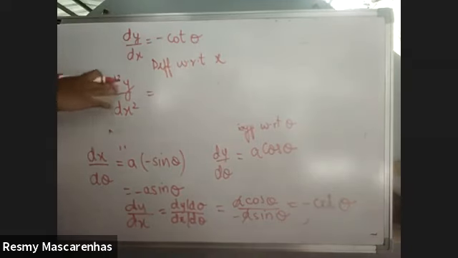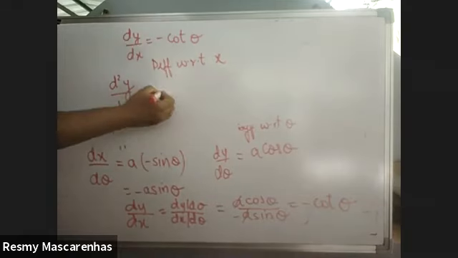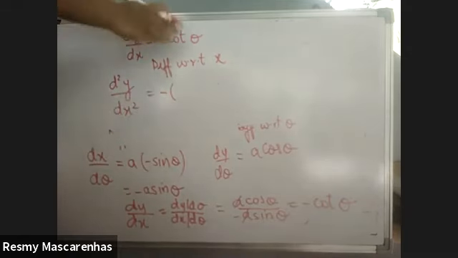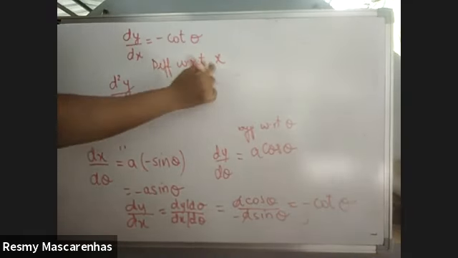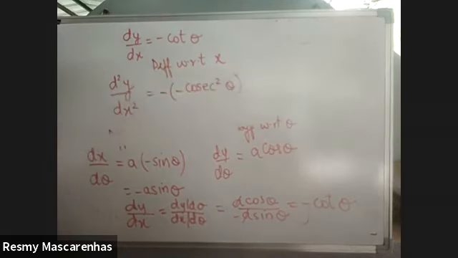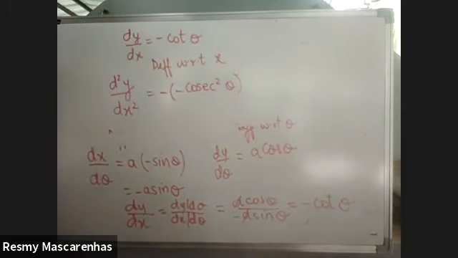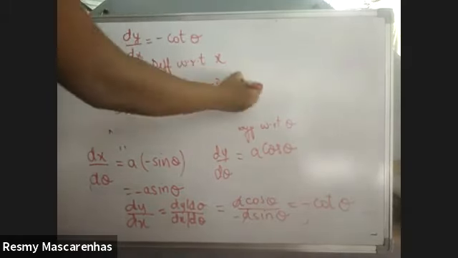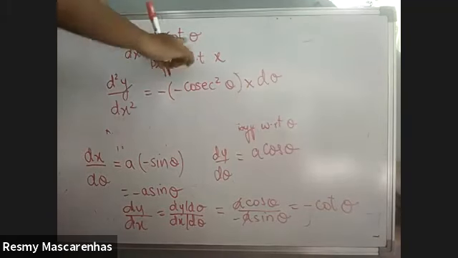Now, what will be d square y upon dx square? We have to find derivative of this. So normal derivative you have to find. So cot theta will be what? Minus cosec square theta. This would be actual answer. But now remember this is theta and we are differentiating with respect to x. So never forget to write this extra term d theta upon dx.